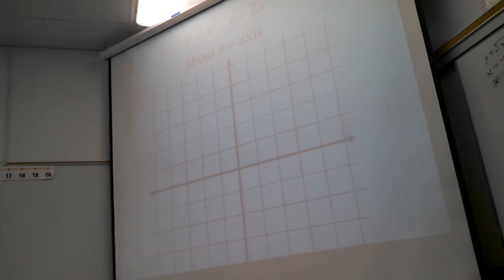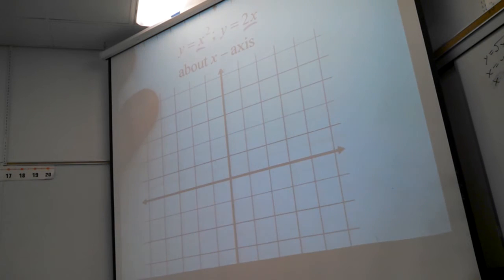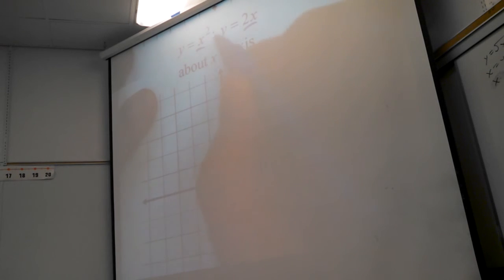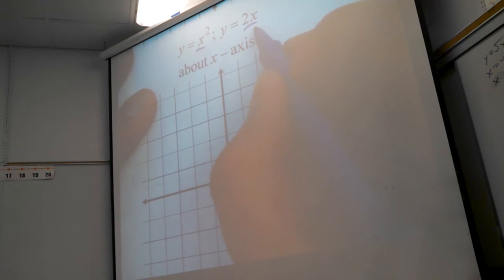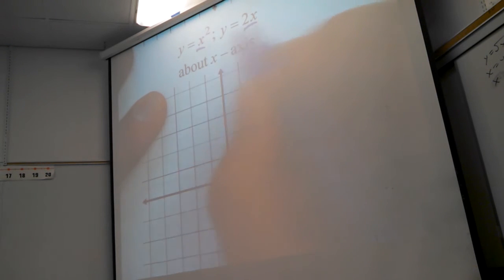Let's see. Let's do one more. We'll leave that one for next time. So let's do this one together. Can you guys see where those meet? They obviously meet at 0, right? And where else do they meet? 2, because then they're both 4.